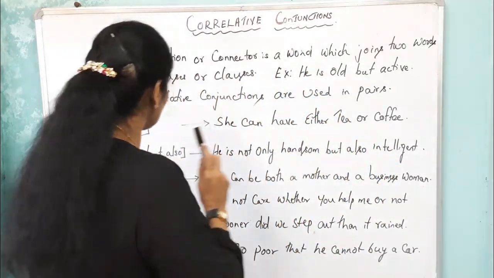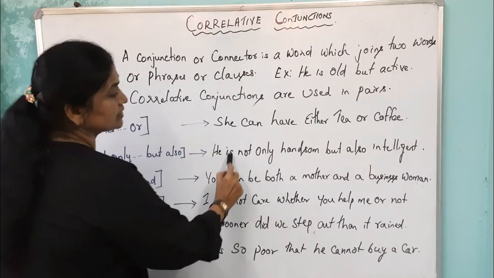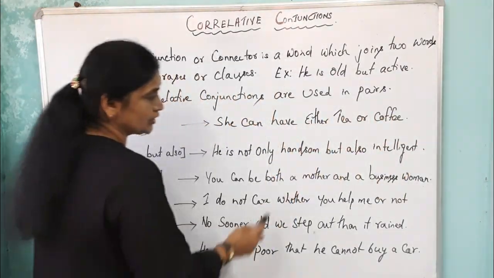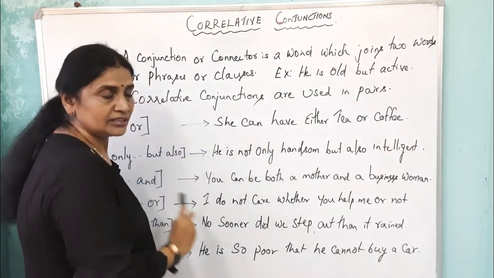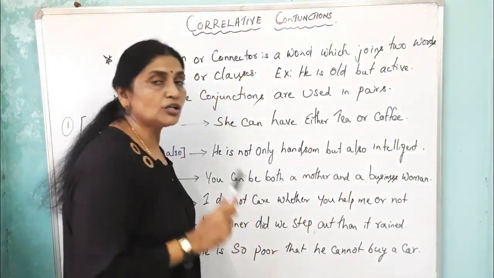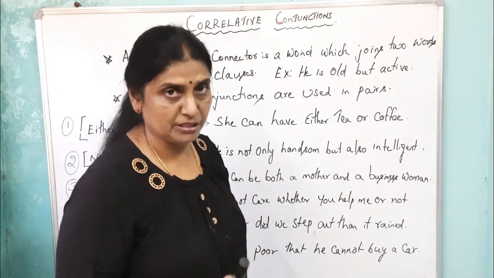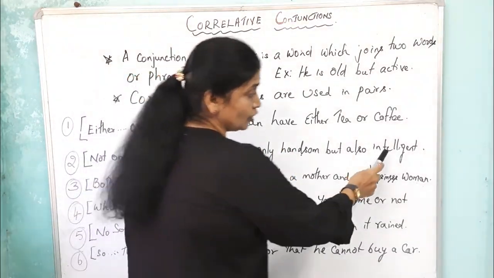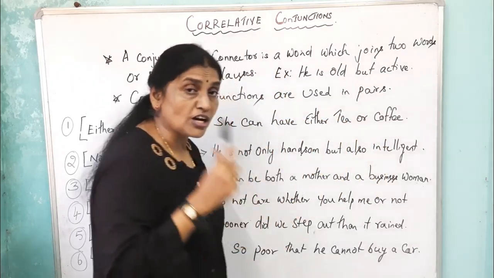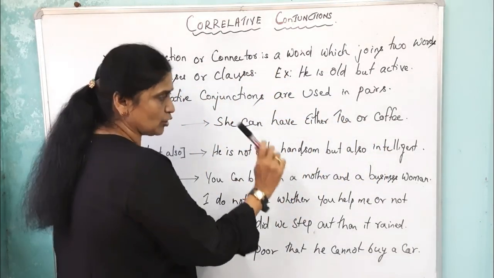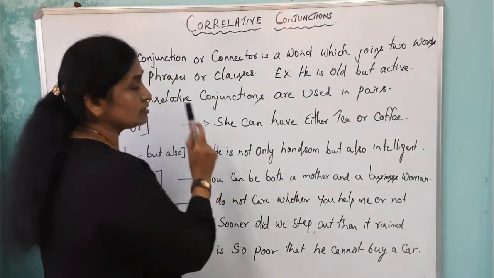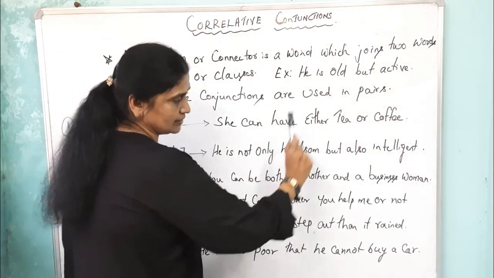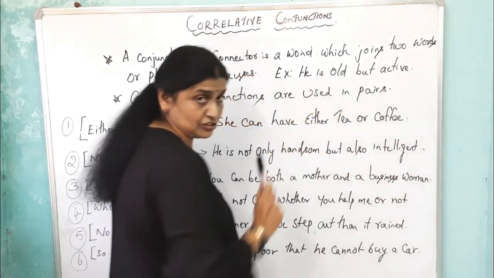Now let's go to the example. He is not only handsome but also intelligent. Now see, handsome and intelligent both denote the quality of a person. A person is very handsome to look at and also mentally he is very strong, intelligent. So this talks about a person. So this is a perfect sentence. He is not only handsome but also intelligent.